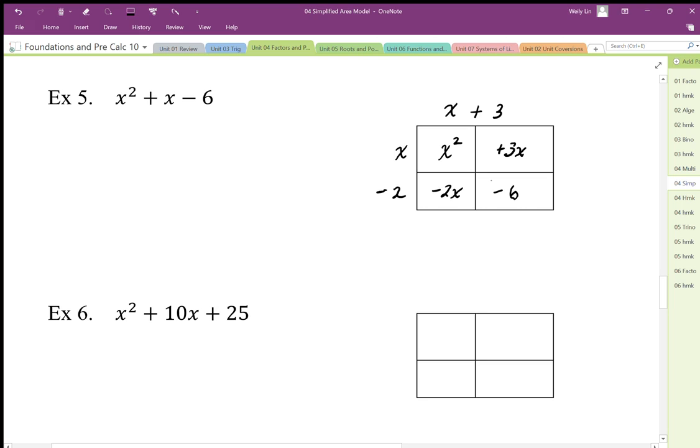We can check to see that it multiplies out correctly, that all the signs match up. So then we have x plus 3 times x minus 2.